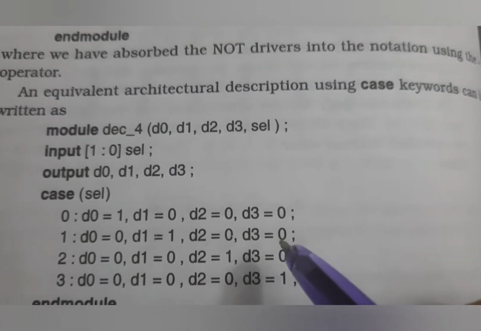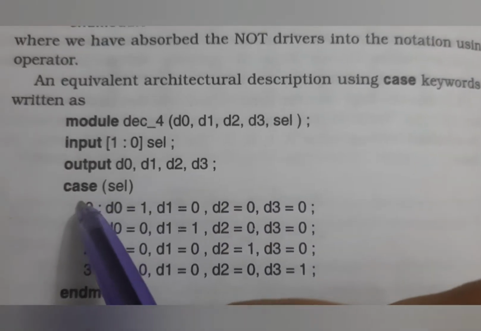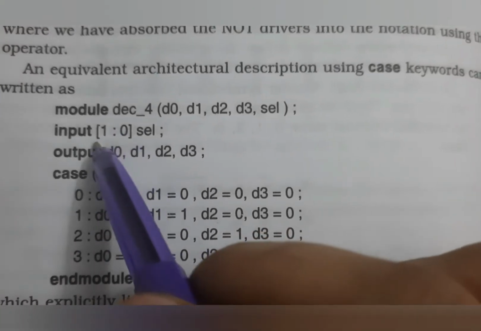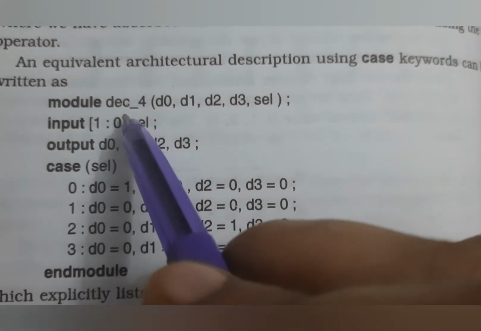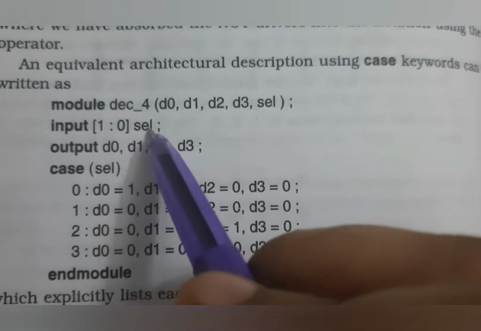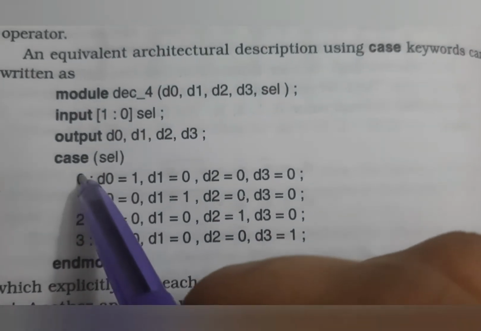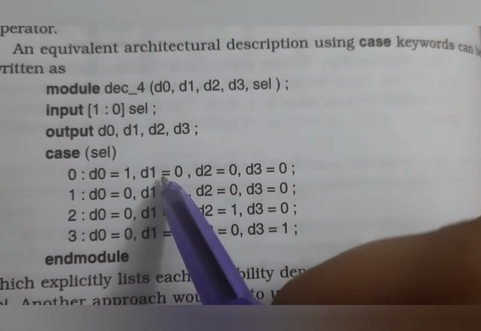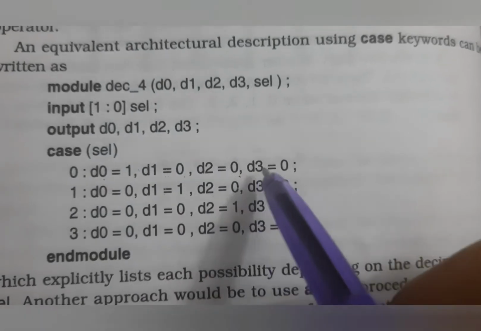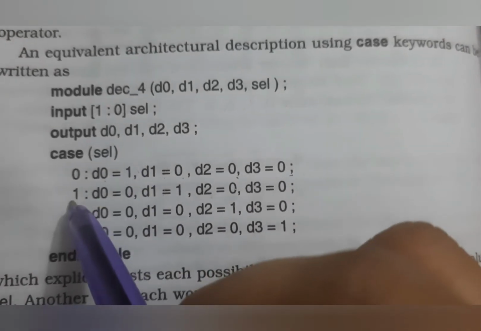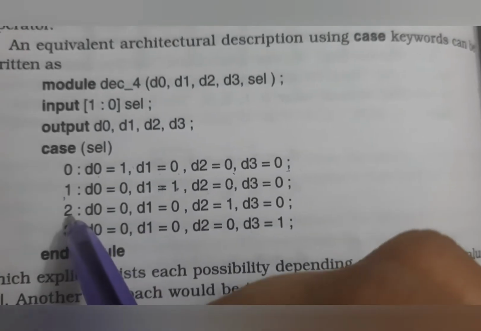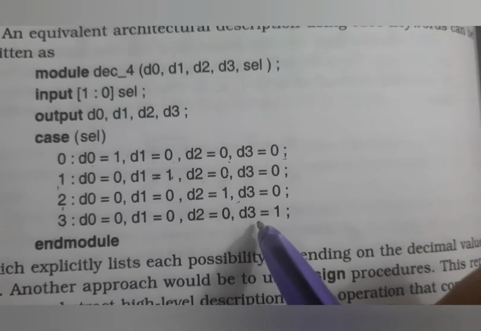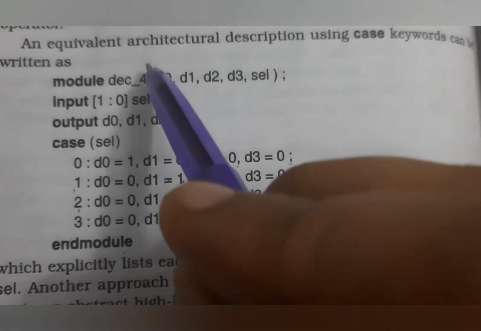This is behavioral modeling using a case statement. We are using a 2-bit select line, [1:0]. When the select line is 0, we select D0: D0 is equal to 1, D1 is 0, D2 is 0 and D3 is 0. When the select line is 1, D1 becomes 1. When the select line is 2, D2 becomes 1. When the select is 3, D3 becomes 1. And we end the module.